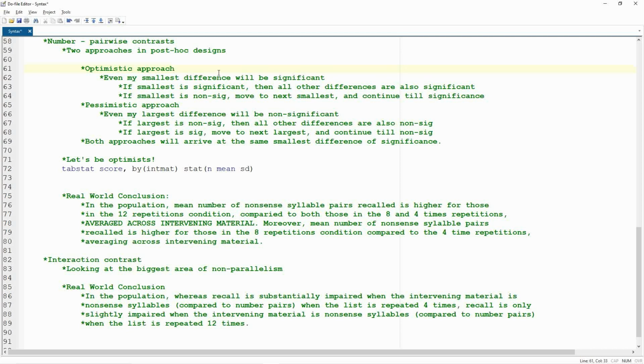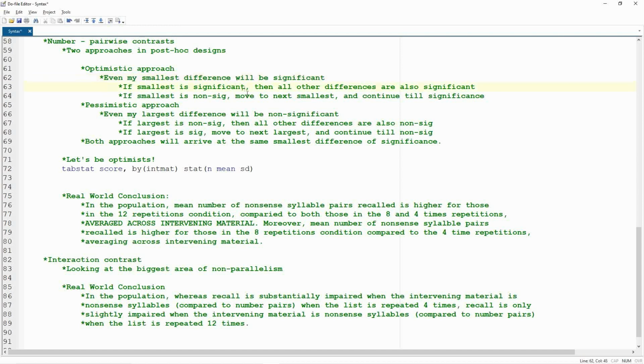And they do this by finding the smallest pairwise difference that is significant. In which case you can say, well, if the difference is larger than this critical threshold, then everything above that is significant. So the optimistic approach, if we're going to be an optimist, we would say that even my smallest difference will be significant. Everything is significant. Everything worked. Even my smallest difference will be significant.